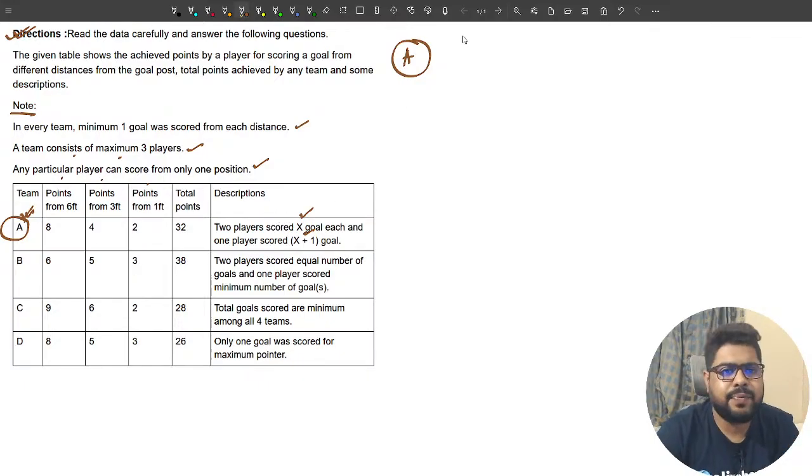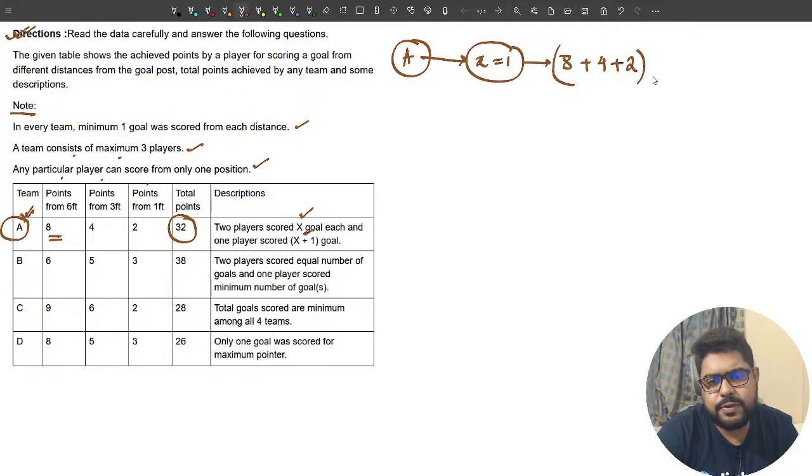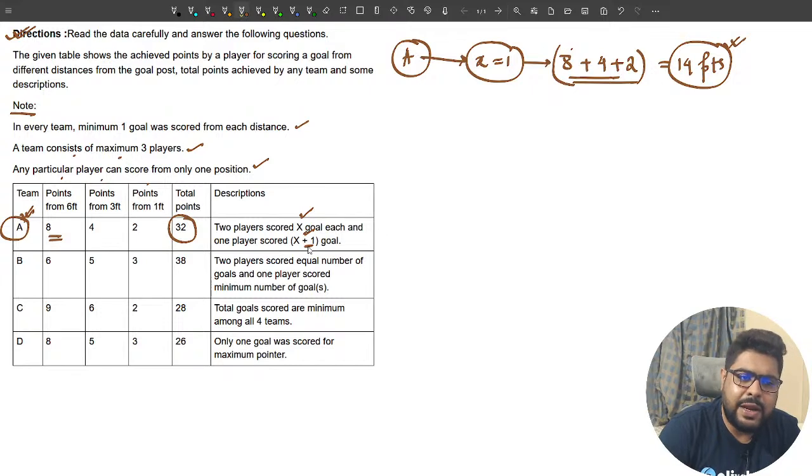So let's take, understand carefully, sir: if every player scores 1 goal, say X is equal to 1, then what will the points be? Total points is given as 32. But here the points will be 8 plus 4 plus 2, that is 14 points. There is only 1 player who will score 1 extra goal, but whatever you add, you cannot reach 32.